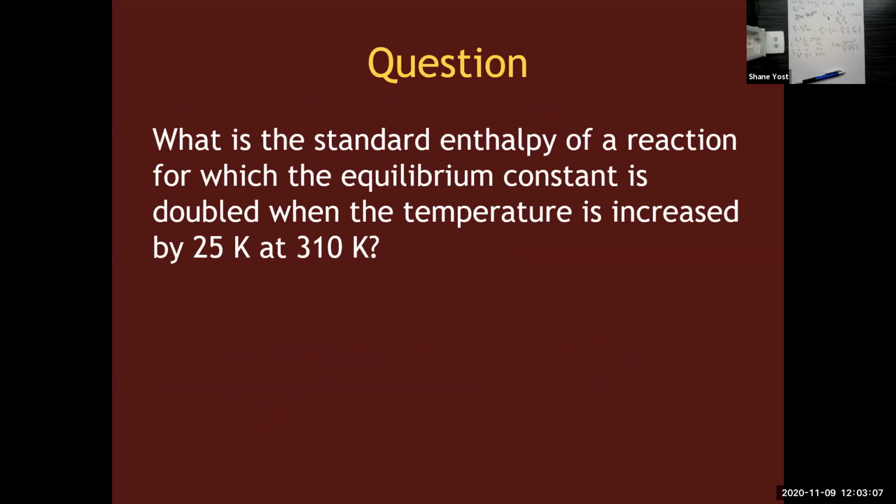Right, so another example here. The question is, what is the standard enthalpy of a reaction for a reaction that has its equilibrium constant doubled when the temperature is increased by 25 Kelvin at 310 Kelvin? So I start at 310 Kelvin and I increase the temperature to 335 Kelvin and the equilibrium constant doubled. What is delta H for that reaction?